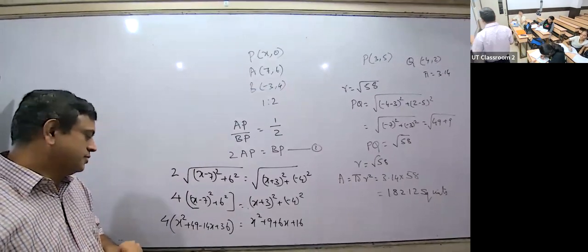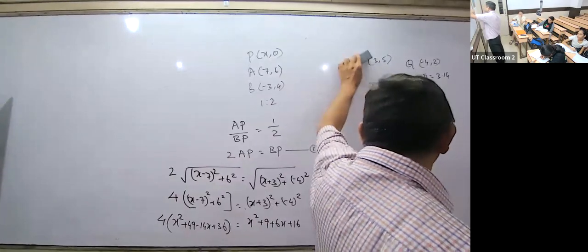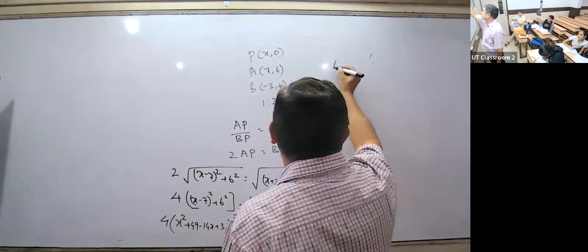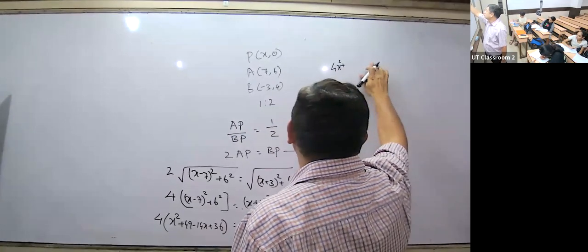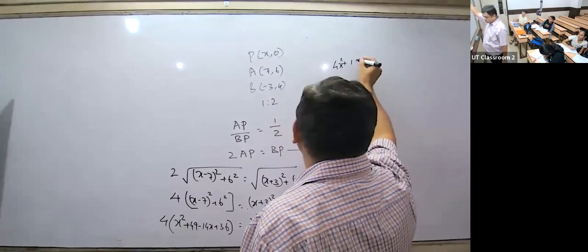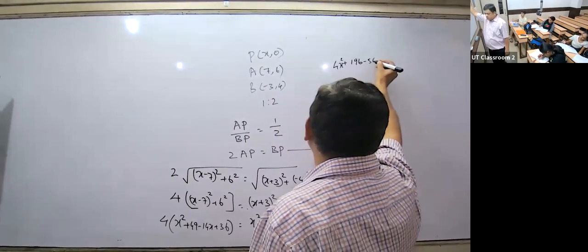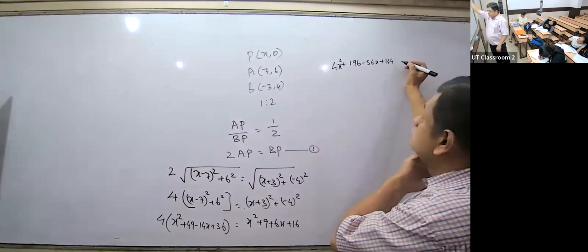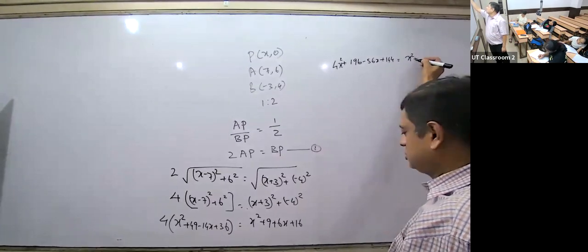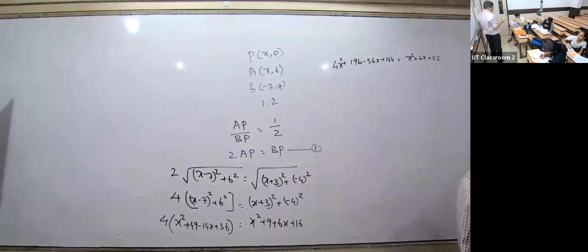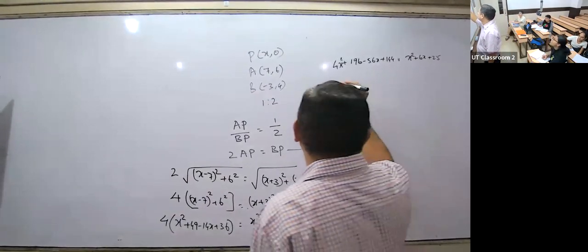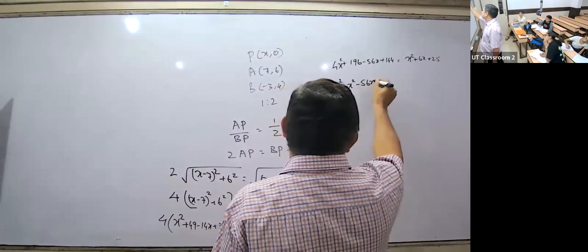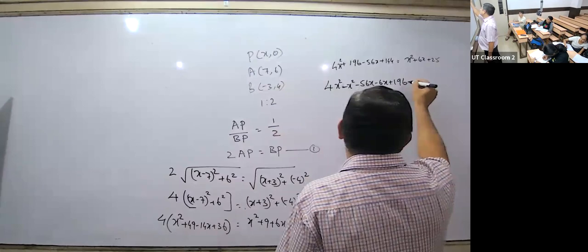Can you cut x square from both sides? No, 4 into x square, you cannot. So what do you do? 4 x square plus 49 into 4, that is 196, minus 56x plus 36 into 4, 144, is equal to x square plus 6x plus 25. Then 4x square minus x square will be there, minus 56x minus 6x, plus 196 plus 144 minus 25.